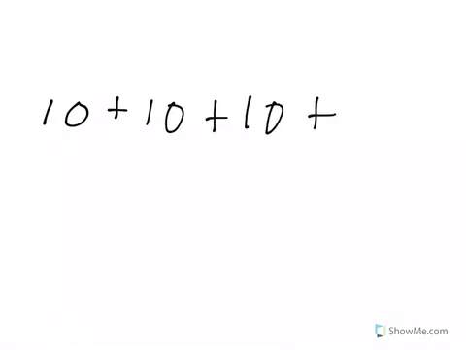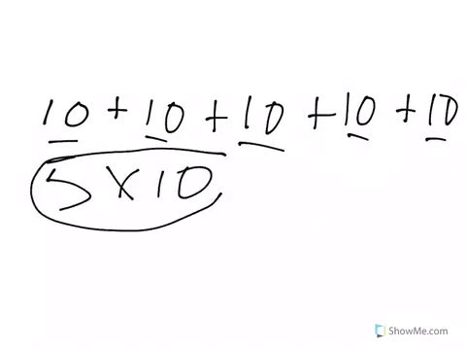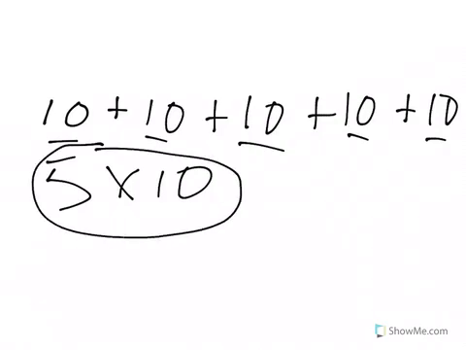If I have 10 plus 10 plus 10 plus 10 plus 10, what is a faster, more efficient way of writing that? Now we see that we're using the same number every time, 10, right? We see that we're using addition every time. So this is essentially a repeated addition, right? So we have 5 times 10. That gives us a different way of writing 10 plus 10 plus 10 plus 10 plus 10.